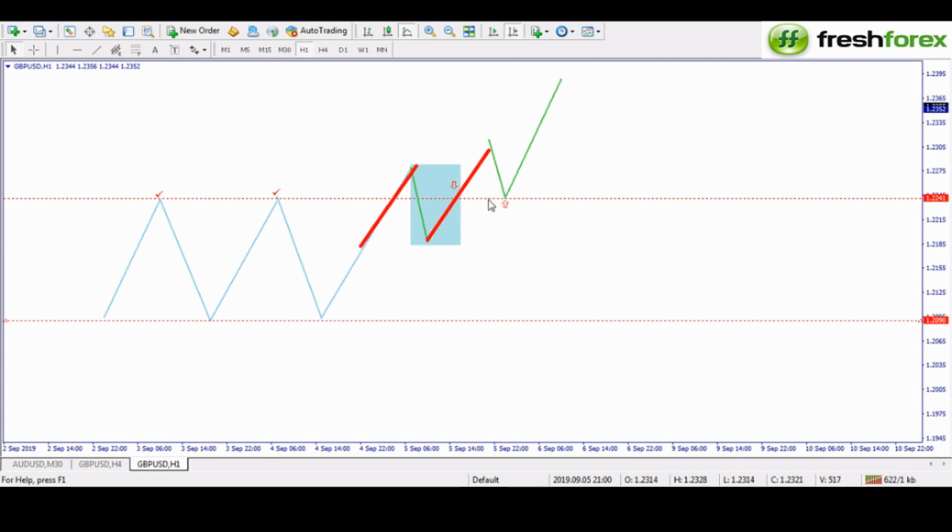So if you buy it here, you're supposed to have your stop loss below the false breakout itself. The same way, if you are selling it, you're supposed to have your stop loss above the false breakout itself. So if you can identify the false breakout, your stop loss needs to be either below or above the false breakout itself.